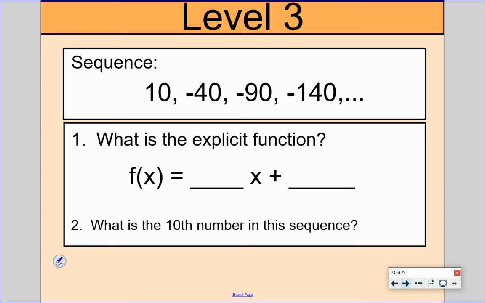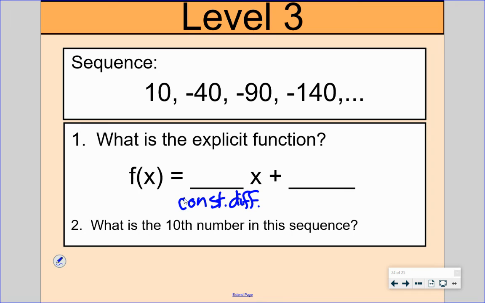All right, we have our last example here, and we are going to do the same thing. It says it's a level 3. Let's see, all the numbers are bigger and different. We're starting with a positive, and the next one's a negative. How do we do this? We follow the same steps. What is the explicit function? Remember, what goes in front of the x is the constant difference.